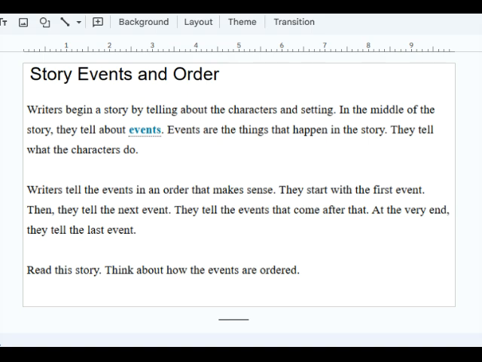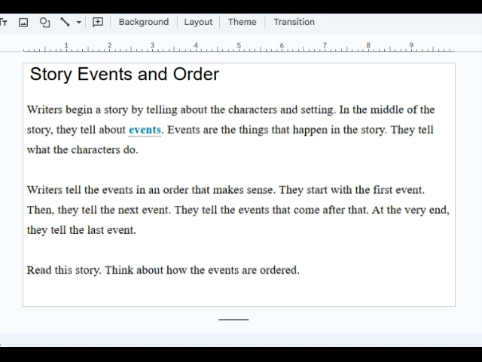Writers begin a story by telling about the characters and setting. In the middle of the story, they tell about events. Events are the things that happen in the story. They tell what the characters do. Writers tell the events in an order that makes sense. They start with the first event, then they tell the next event. They tell the events that come after that. At the very end, they tell the last event.